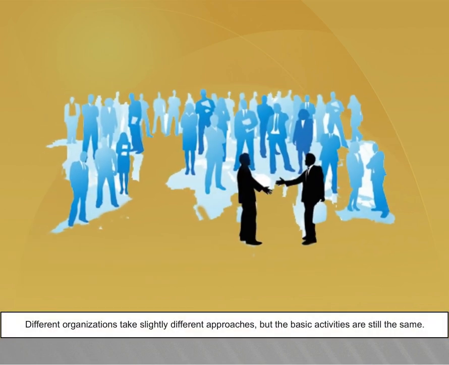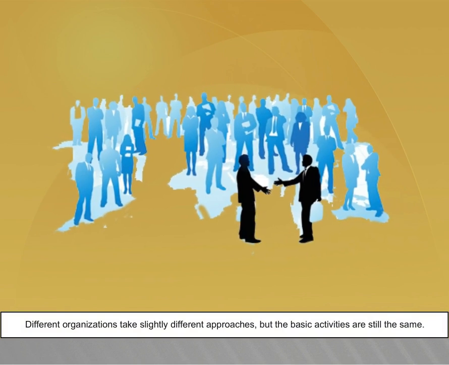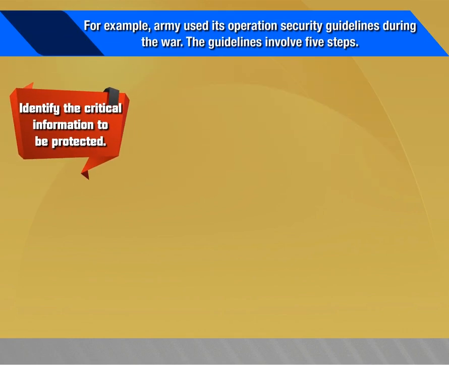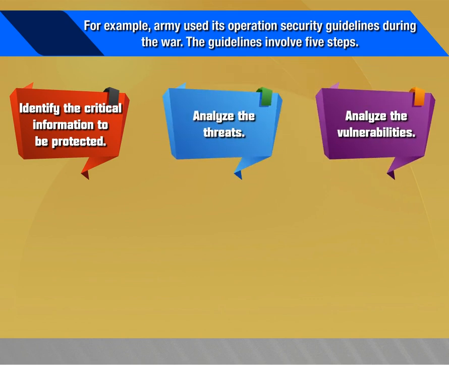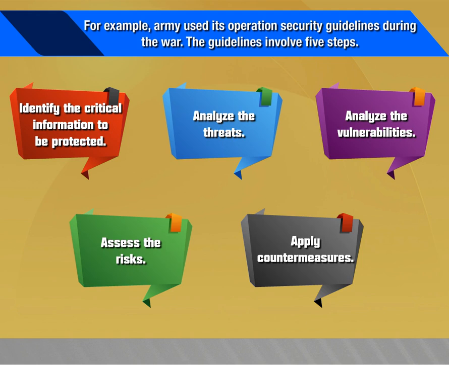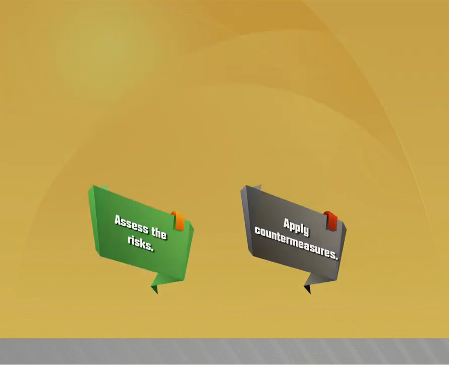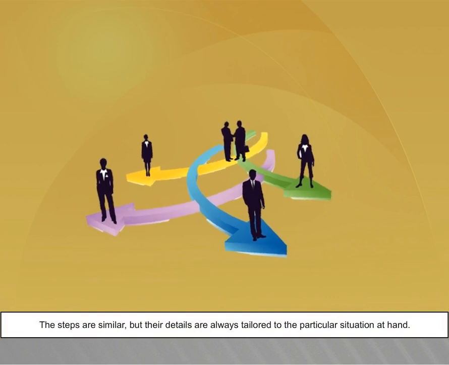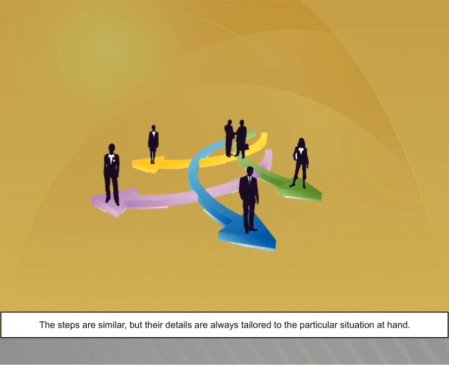Different organizations take slightly different approaches, but the basic activities are still the same. For example, the Army used its Operation Security Guidelines during the war. The guidelines involve 5 steps: identify the critical information to be protected, analyze the threats, analyze the vulnerabilities, assess the risk, apply countermeasures. The steps are similar, but their details are always tailored to the particular situation at hand.